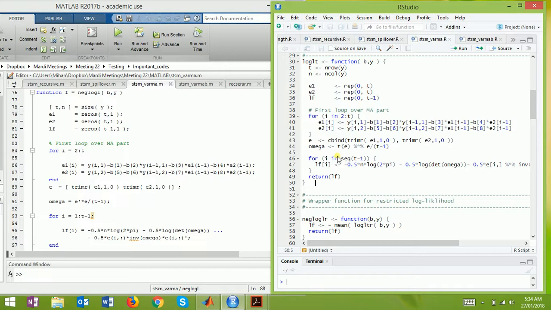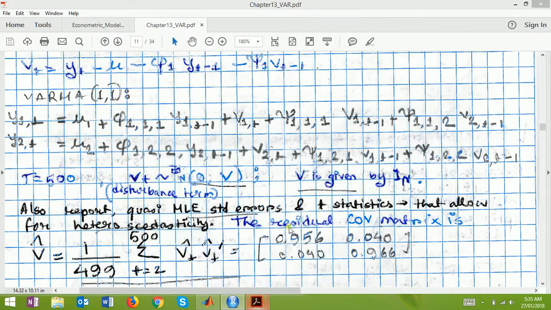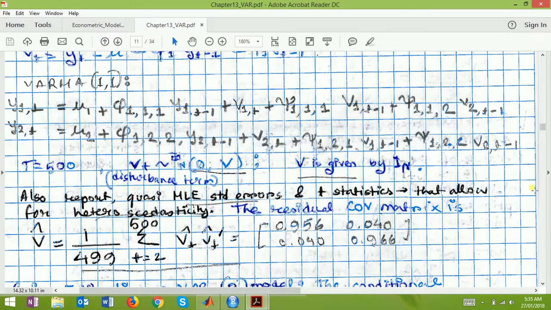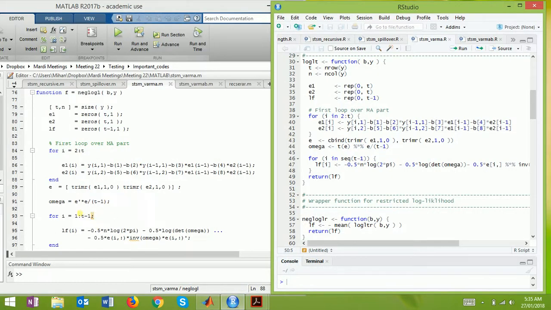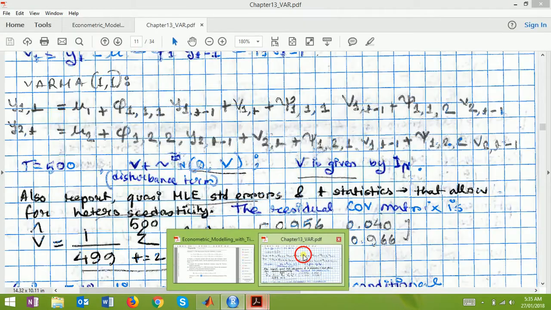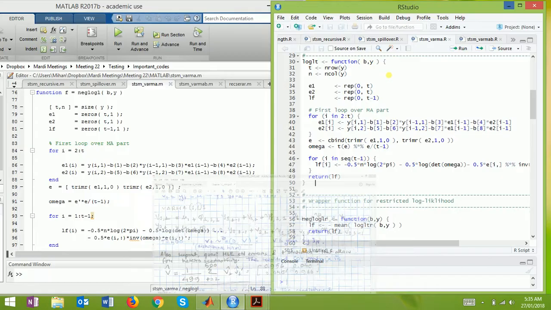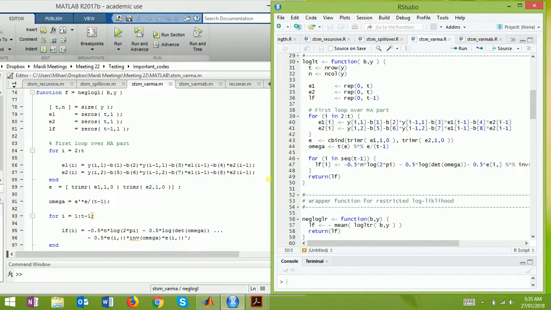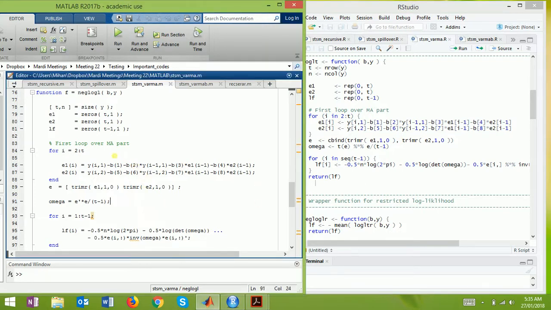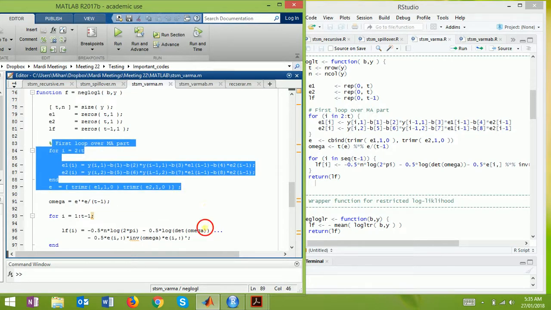Then we have omega, and omega, as we are aware, is V transpose V. So the structural residual and the transpose of structural residual. So E transpose E over T minus 1, right? Yeah, indeed. See, T minus 1, 500 observations minus 1. So T minus 1 is the equation. Omega is the transpose of E times E over T minus 1. Then this was the first loop over the moving average part.